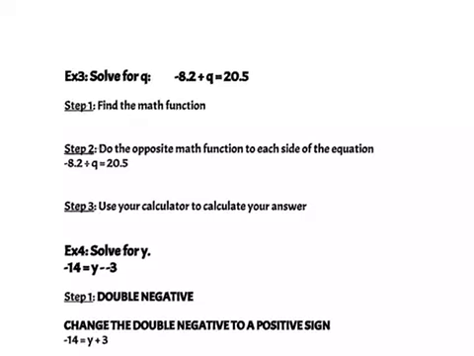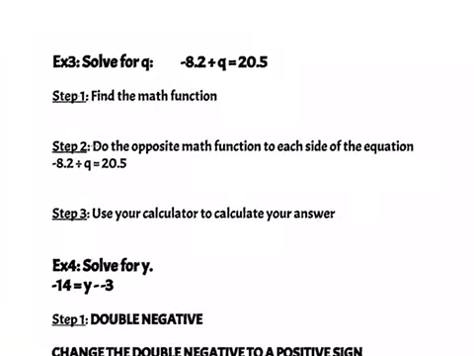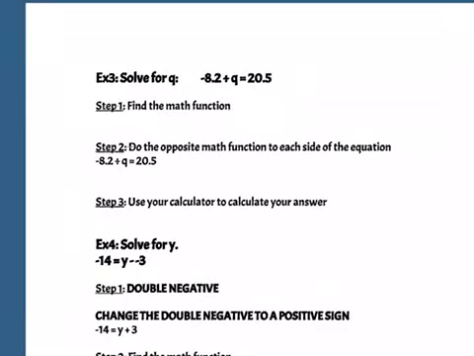Example 3, solve for q. Negative 8.2 divided by q equals 20.5. So really these should be flopped. It should be q divided by negative 8.2 equals 20.5. But either way, the function is division.